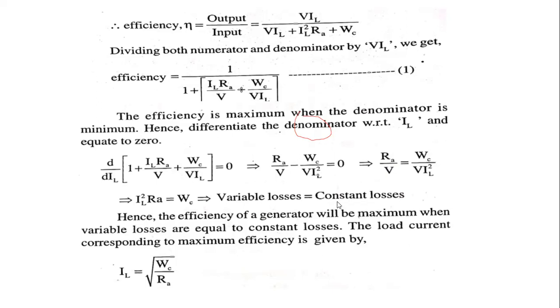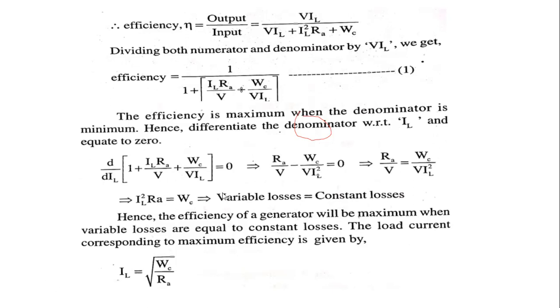Therefore, the condition for maximum efficiency is that variable losses are equal to the constant losses. How do we obtain the maximum efficiency? By differentiating the denominator with respect to IL, whose value is IL square RA equal to WC, that is, variable losses equal to constant losses. This is the condition for the maximum efficiency. Understand?